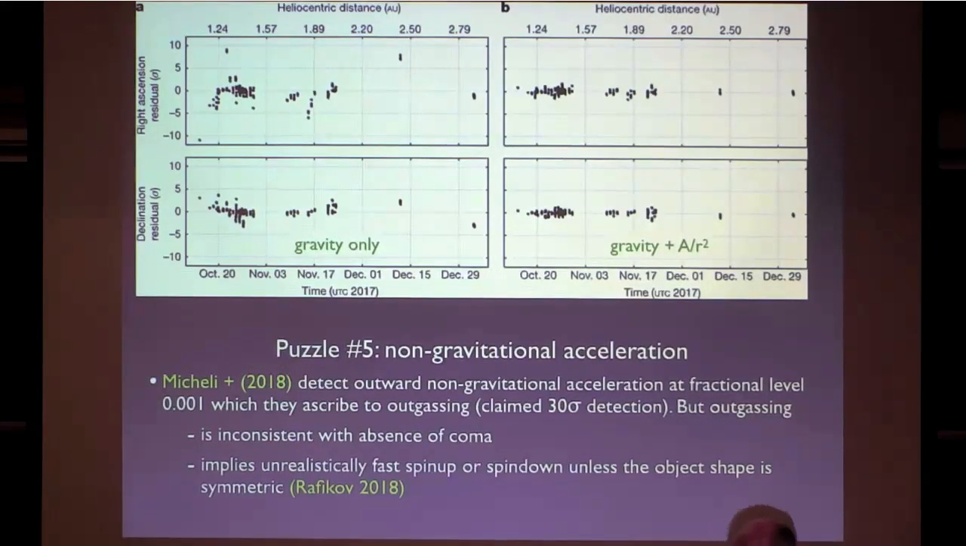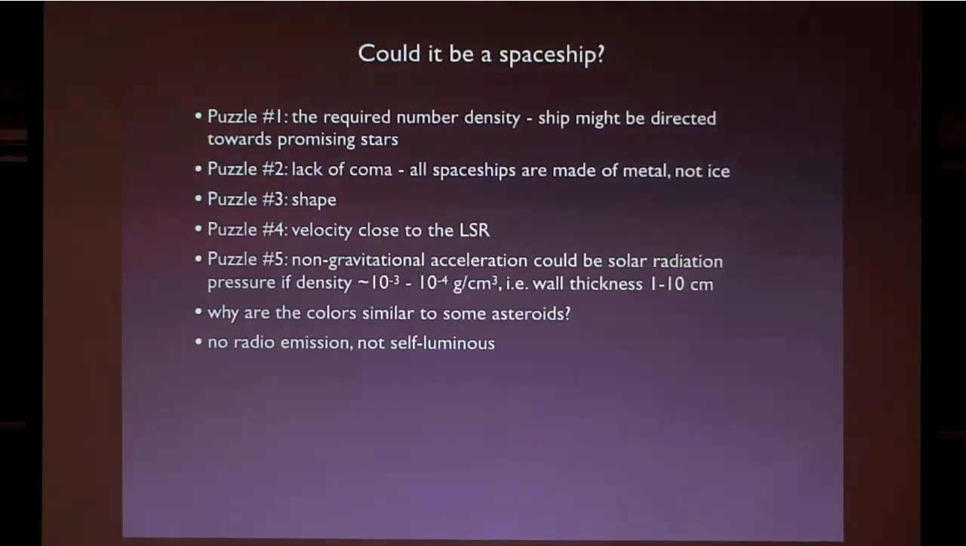Okay, so at this point, those are the main puzzles. I have to address the question of whether it could be a spaceship. The spaceship solves puzzle number 1. It might be that the ship was directed towards us, and that largely solves the problem that there's not enough mass budget. It could have just been parked at the LSR then.